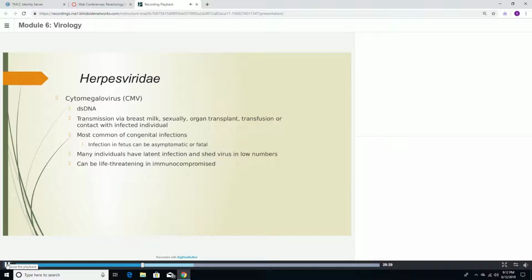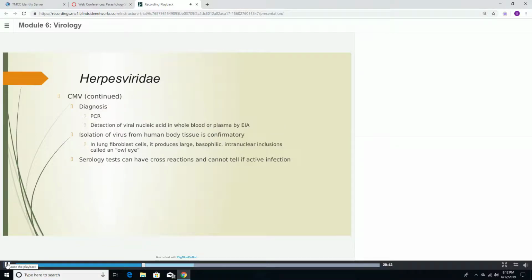One of my friends actually had a baby who had gotten a CMV infection, and that resulted in the baby being deaf or slightly deaf. So it can be really important to know if we have a current CMV infection because it can be transmitted through breast milk.